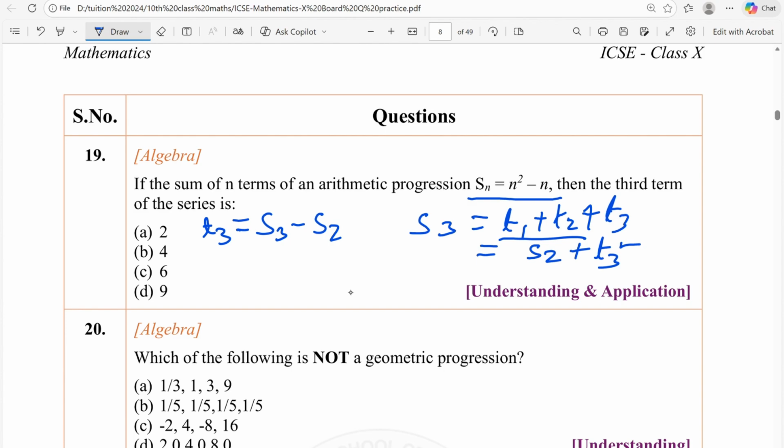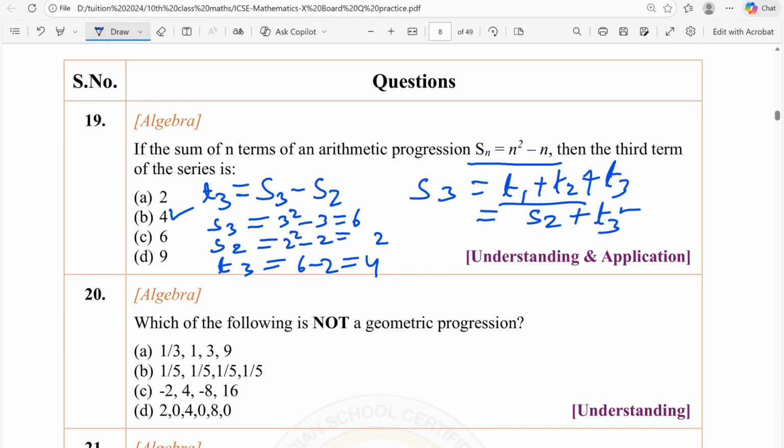Now S3 equals 3 square minus 3, that is equal to 6. S2 equals 2 square minus 2, that is equal to 2. So term 3 equals 6 minus 2, which is equal to 4. Six minus 2 equals 4 is the answer.